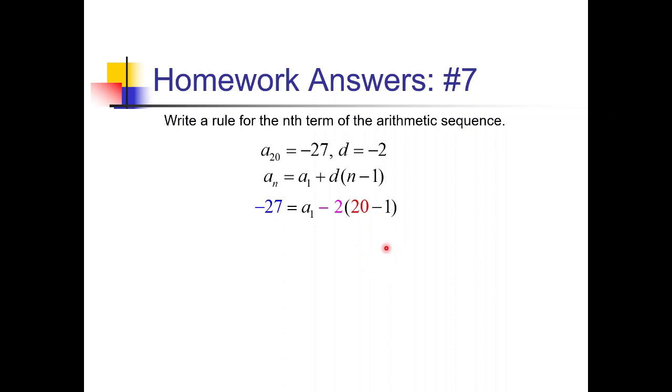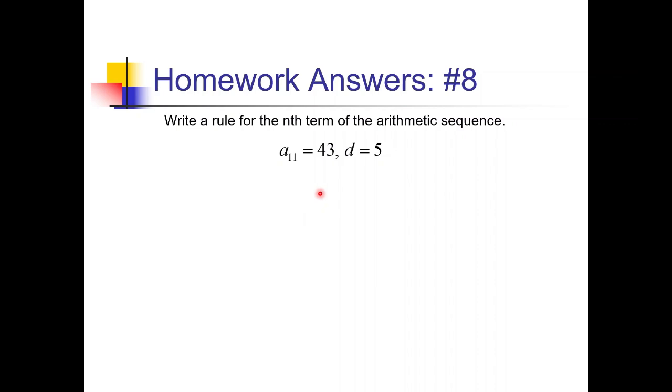All right, let's simplify this a little bit and solve for a1. So 20 minus 1 is 19, times negative 2 is negative 38. And then to get a1 by itself, let me just add 38 over here. Negative 27 plus 38 gives me 11 for that initial term. And now I can plug that back in. So we're going to end up with a sub n equals 11 minus 2 times n minus 1. Let me just simplify this now. So we have 11 minus 2n plus 2. And then that can simplify to negative 2n plus 13.